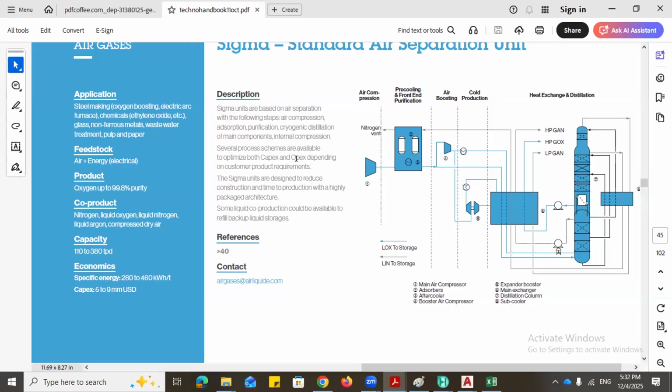Maybe the client wants to be producing fertilizer, urea, or ammonia. Our own job in the separation unit operation is to know the amount of nitrogen required in order to meet up to the capacity of that plant as per what the client specified or what the client wants. So if you look at this now, they specify the capacities 110 to 380 tons per day.